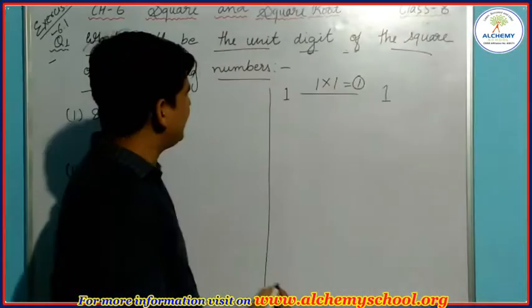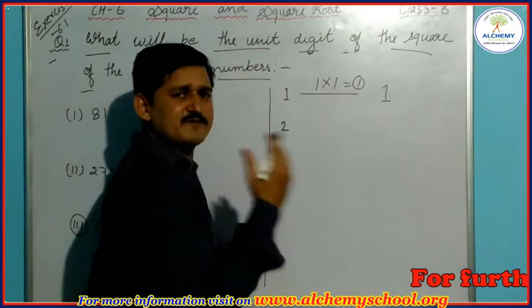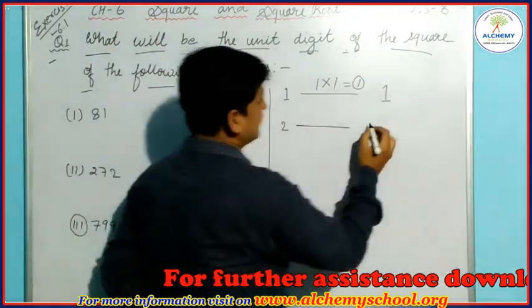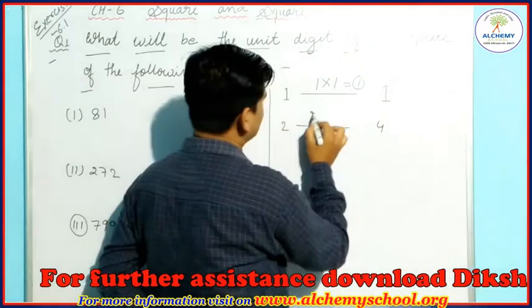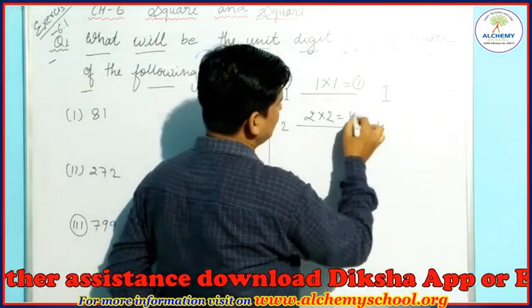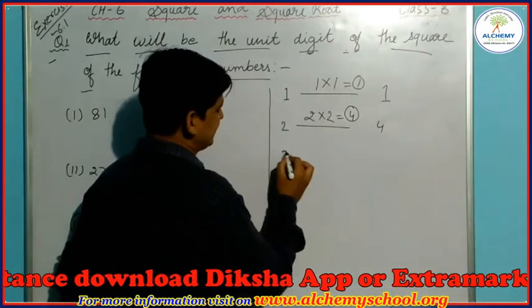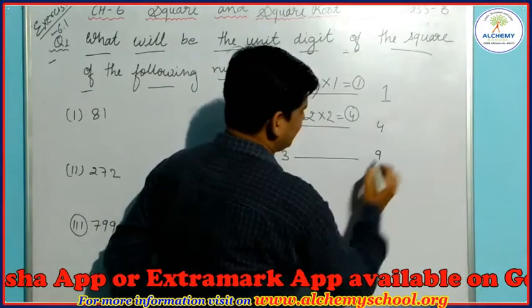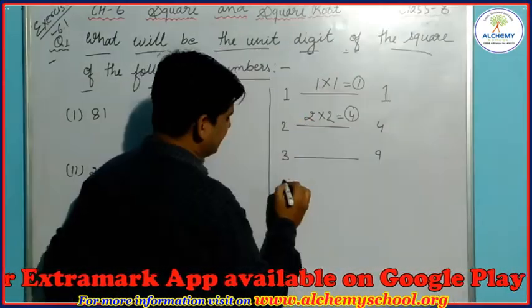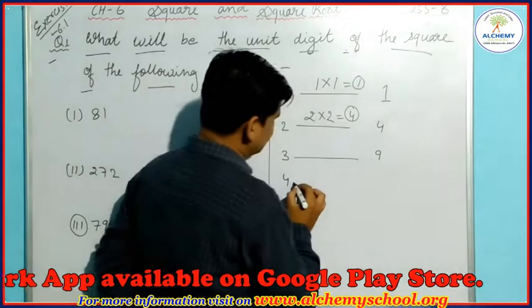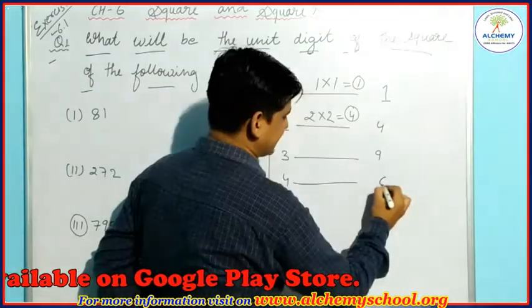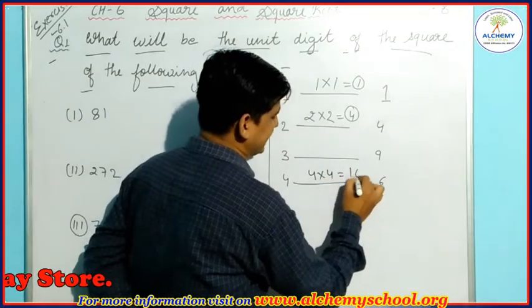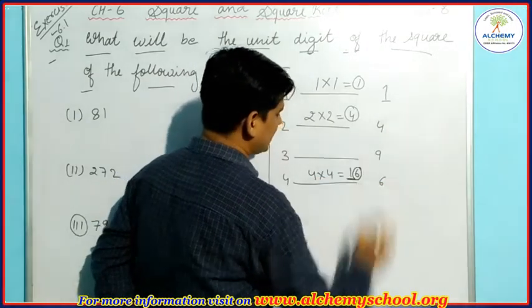If any number ends with 2, it means the number contains 2 on its unit place, its square contains 4. Why 4? Because 2 into 2 we get 4. If any number contains 3 on its unit place, the square of that number contains 9 on its unit place. If any number contains 4 on its unit place, the square of that number contains 6 on its unit place, because 4 into 4 we get 16 and in 16 we get 6 on the unit place.